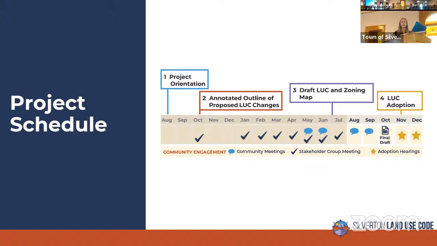And our plan is to have the final draft, which will be updated based on conversations we have this week, conversations we've had over the summer, as well as some upcoming work sessions with both the Planning Commission and the Board of Trustees, to have the final draft at the end of October. And then we are expected to move into the adoption process where there will be public hearings where you can come voice your support or concerns before both the Planning Commission and the board in November and December.